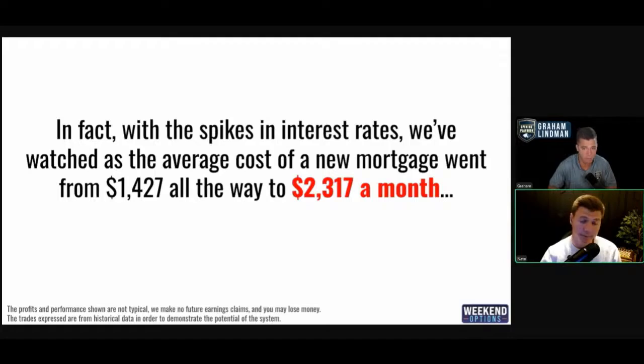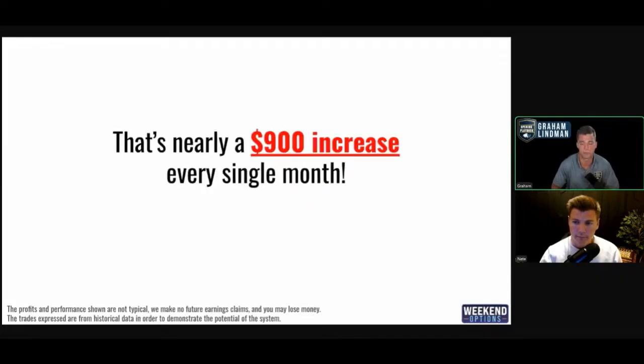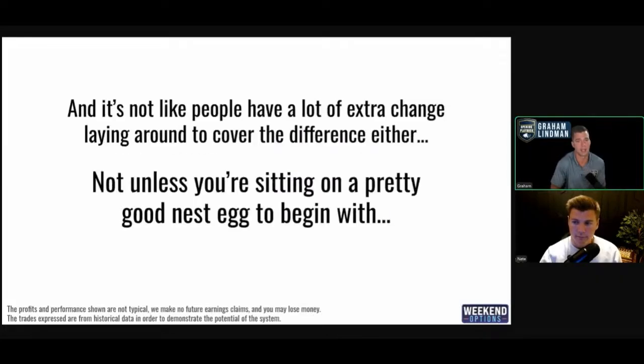Average cost of a new mortgage went from $1,400 a month to $2,317 a month. That's a huge, huge difference. It's $900 more every single month. And it's not like people have a lot of extra change laying around to cover the difference, not unless you're sitting on a pretty good nest egg to begin with. And wouldn't you much rather invest that $900 a month than blow it on a mortgage?